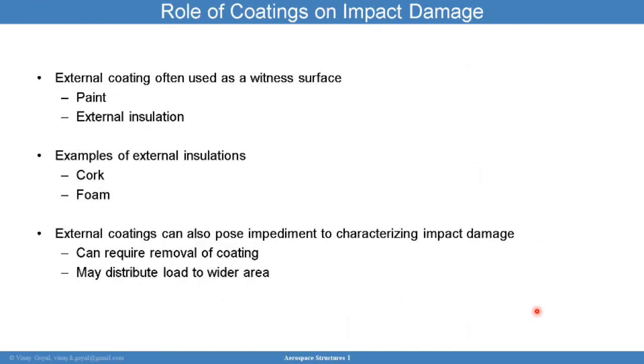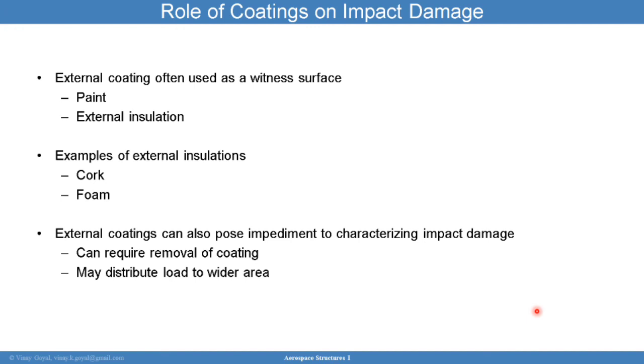You can use coatings to really detect damage. The damage indicators are very useful. If you have paint and you see a scuff mark, you know something happened there. External insulation also. If I have cork and the cork is dented, I know something happened there, and I can examine it more. I can try to reproduce those environments in the labs.